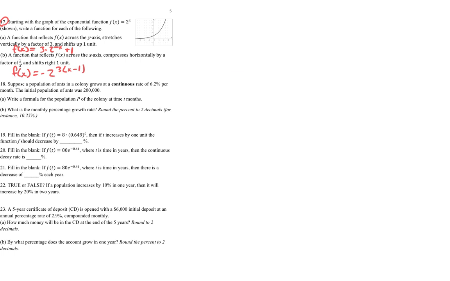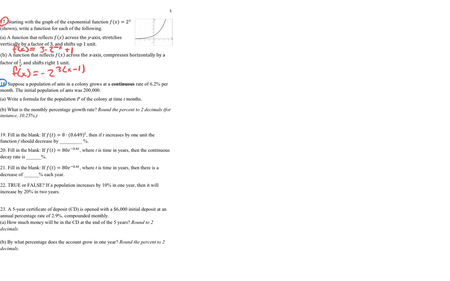Okay, so for number 18, we have a population of ants in a colony growing at a continuous rate of 6.2% per month. The initial population of the ants was 200,000. Write a formula for the population P of the colony at t months. So notice it tells us here that it's continuous. So if it's continuous, that's whenever we have our Euler's number, which is e, included in our formula.